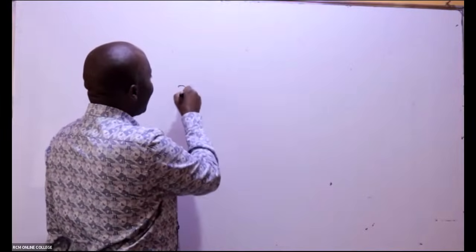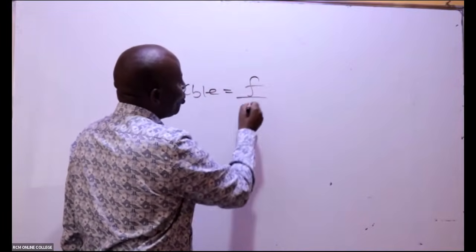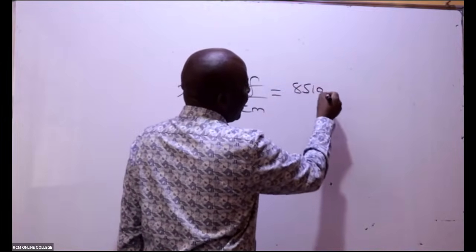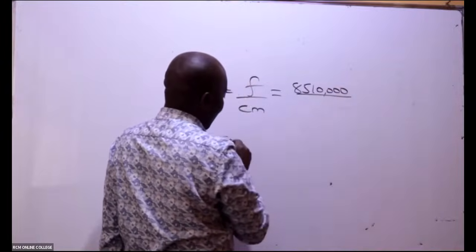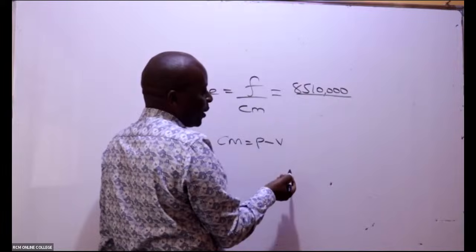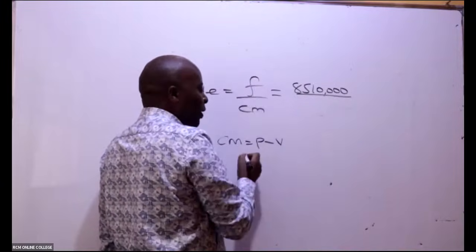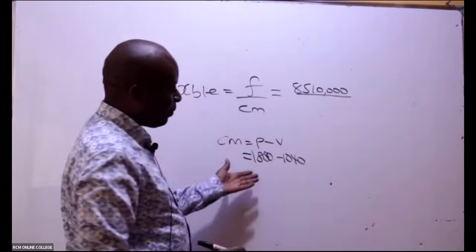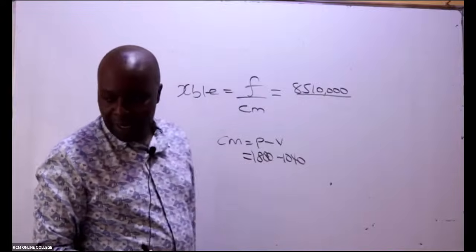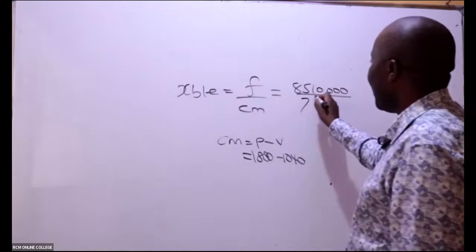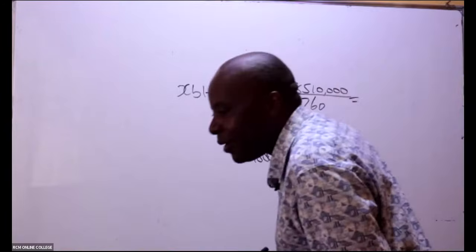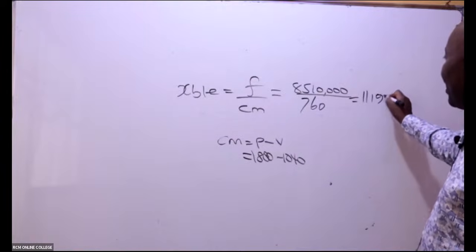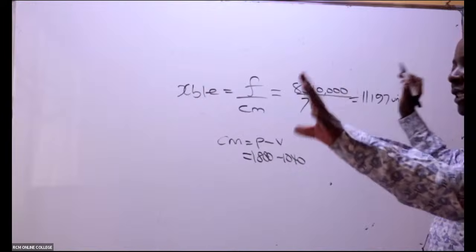So X break even is fixed cost over contribution margin. Fixed cost you guys have given me as 8510. Contribution margin, I know the formula. It is price minus variable cost. Remember, it is at the price we chose there, the price of 1800 minus 1040, which gives me 760. And I can see Ninja Francis has already given me a figure here. Peter Munyiri, 11,197 units. That's X break even.